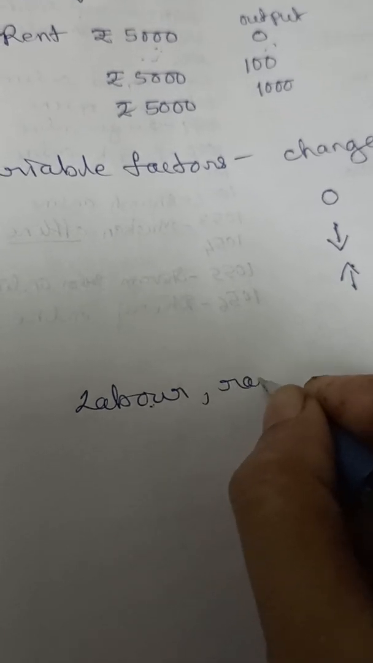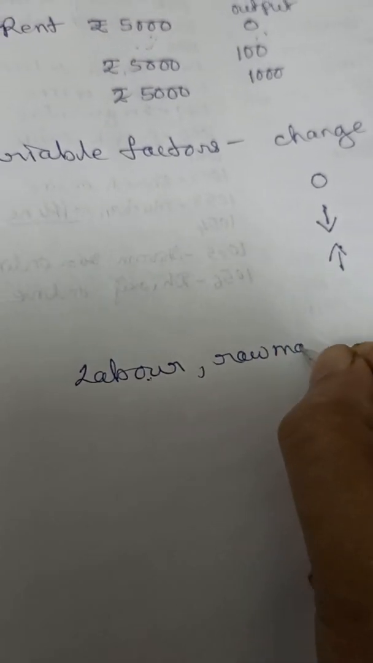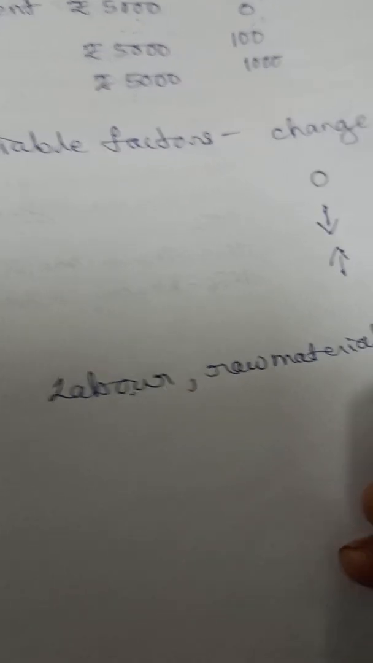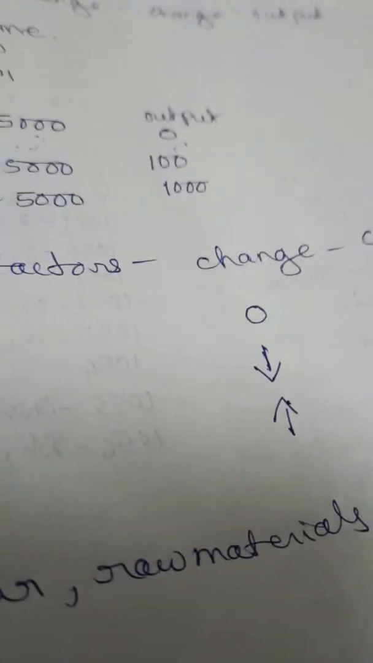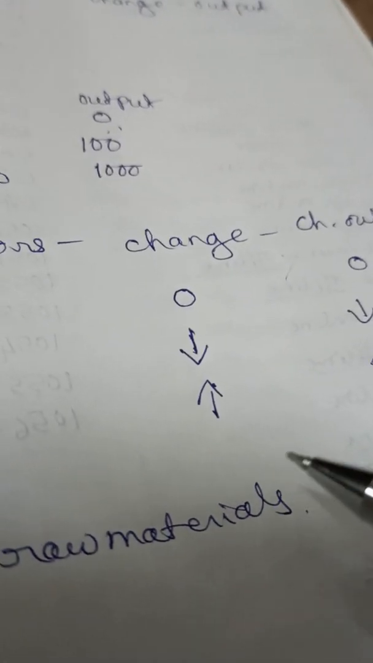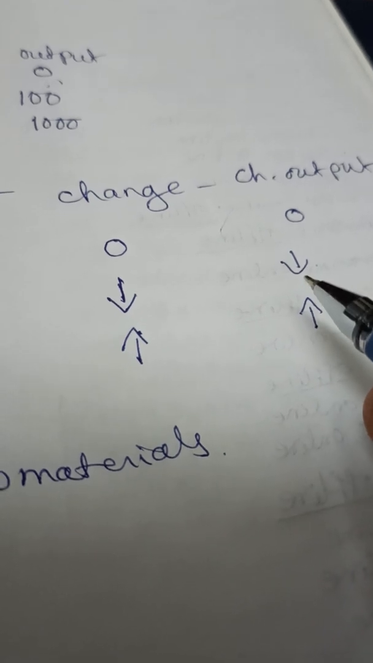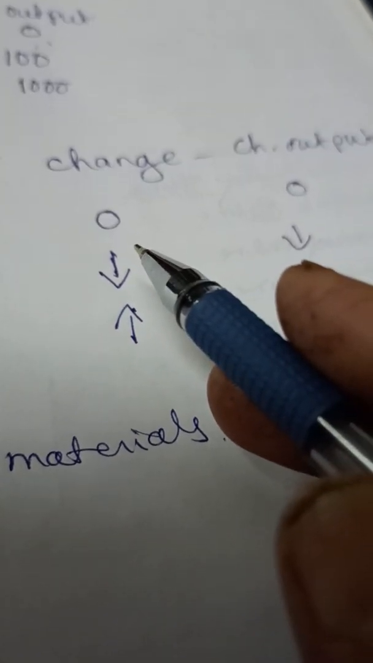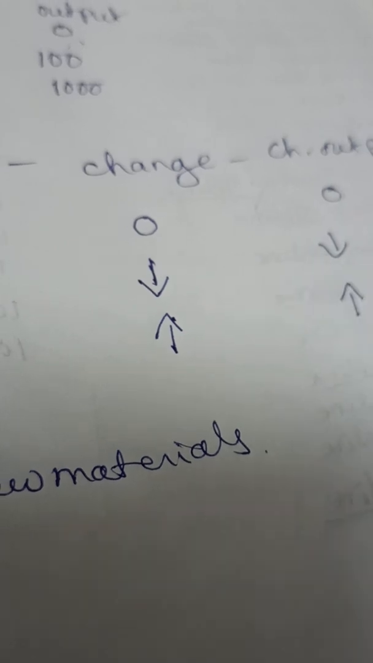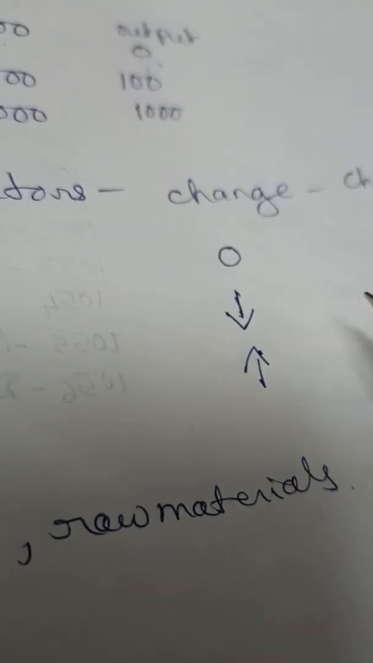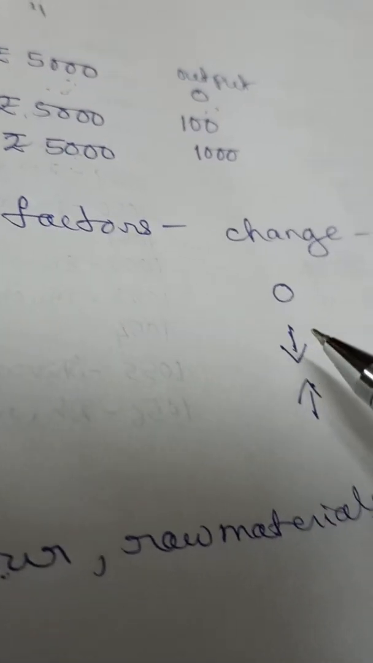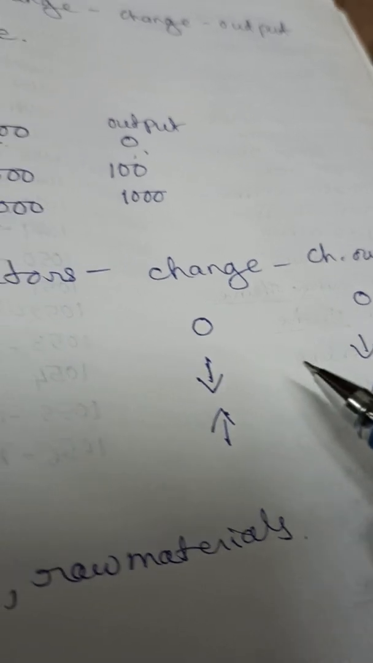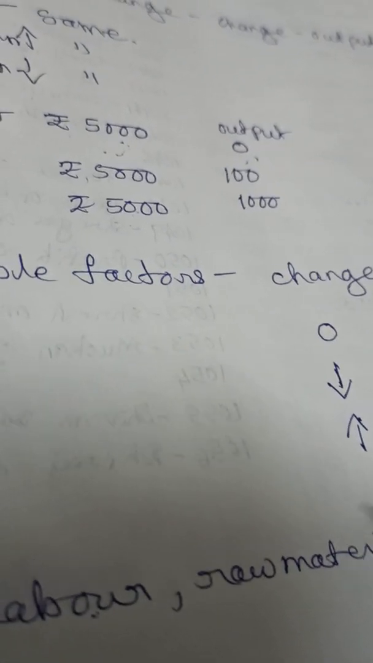Raw materials, that is, the firm requires wood. For example, the firm is manufacturing tables. The main raw material is wood. So more wood is required when you are producing more, and less wood when you are producing less. Wood is not at all required when the production is 0. So this is directly related to the production. The power, electricity, all that differs as per the output. These are examples of variable factor.